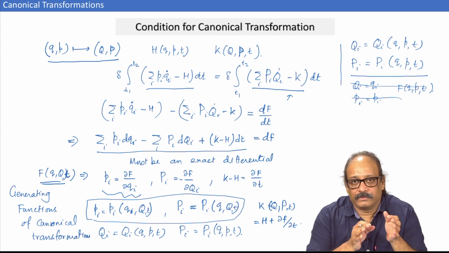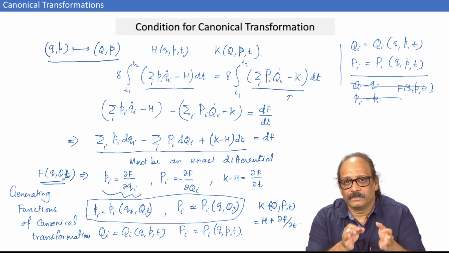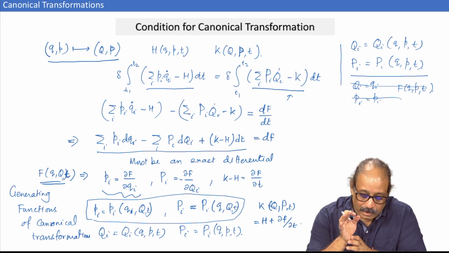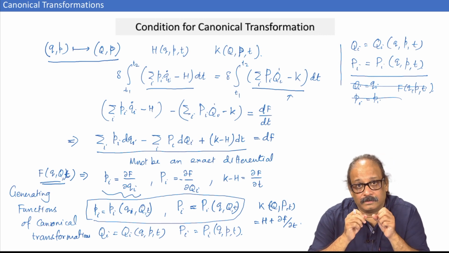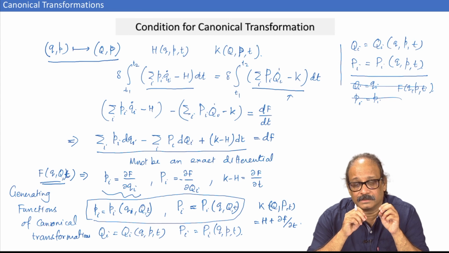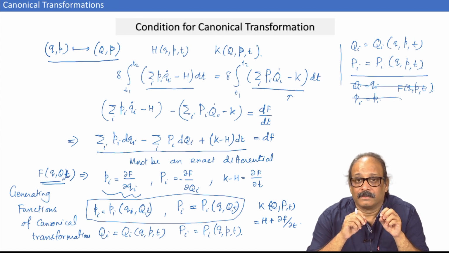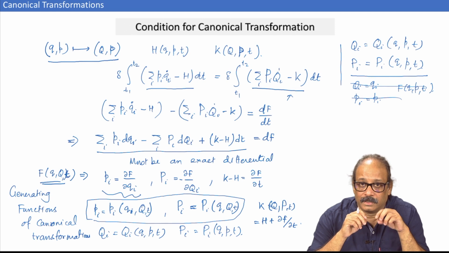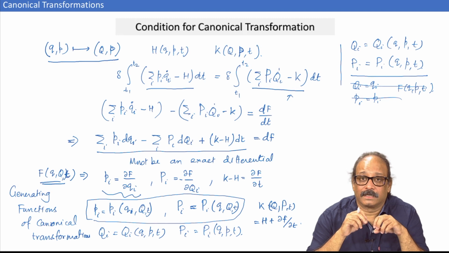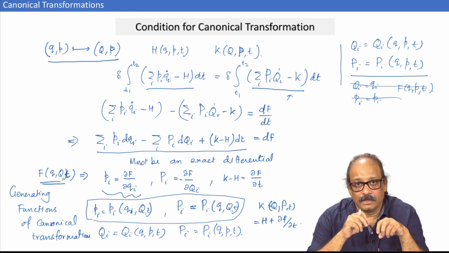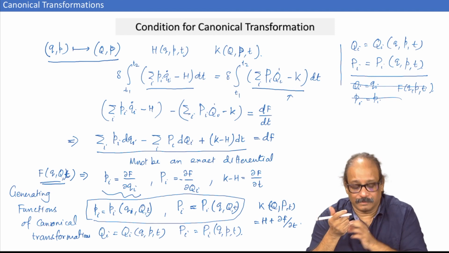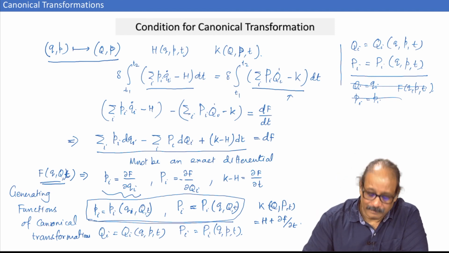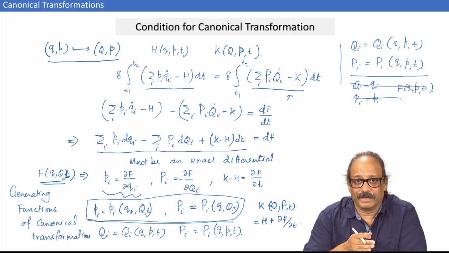So any given function of q and capital Q will generate a canonical transformation. But is this the only possibility? How about starting with a function, capital F, which is a function instead of small q and capital Q, of small q and capital P? Will I still get a canonical transformation? Oh yes, I will get equations like this. I will come to that in a moment.